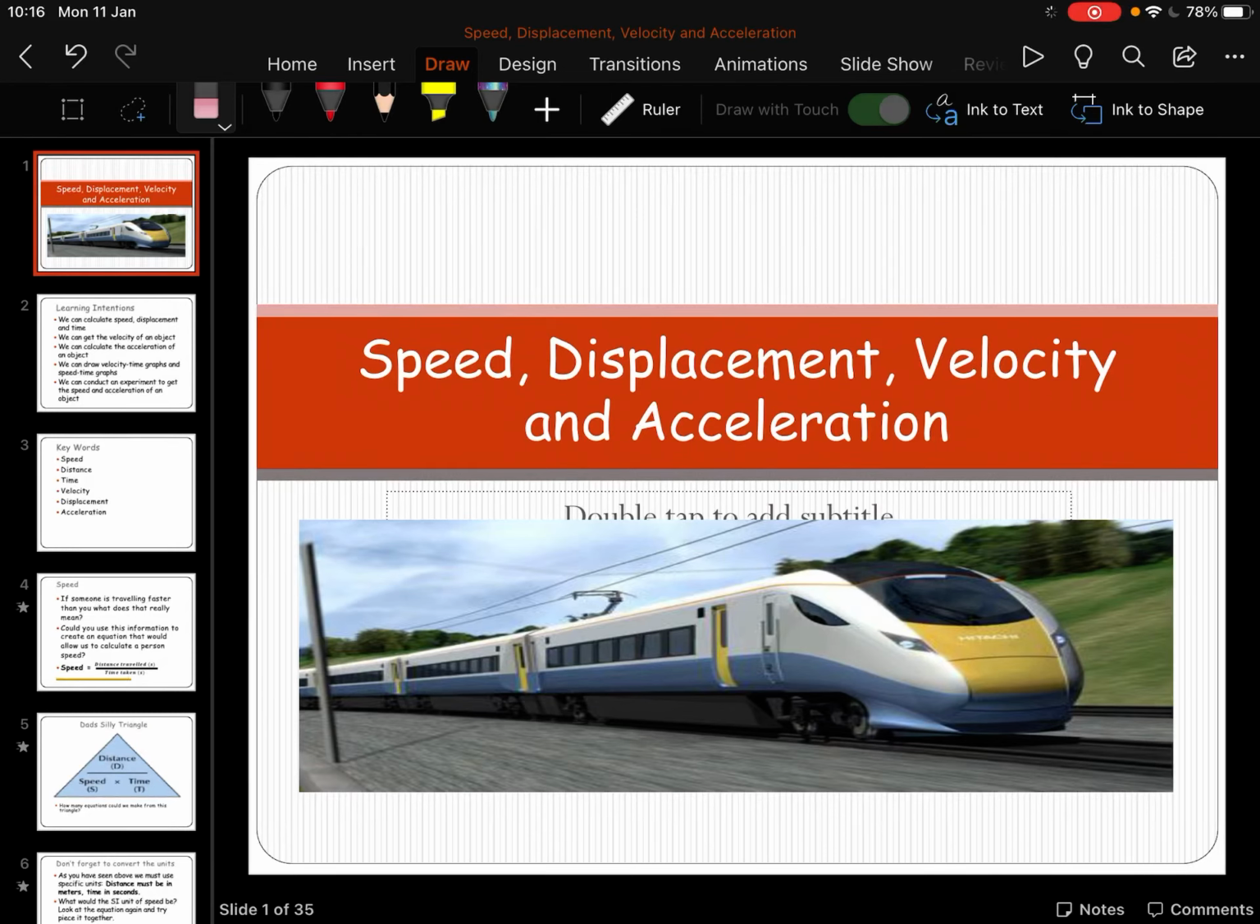Okay guys, so this is the first video that we'll be doing. Now this is based on the topic of speed, displacement, velocity and acceleration. You will find this on the Teams page. So what you do, go to Teams, go to Files, go to Physics, and it should be there, okay? So this is where we were going to start if lockdown hadn't happened, but here we are, okay?